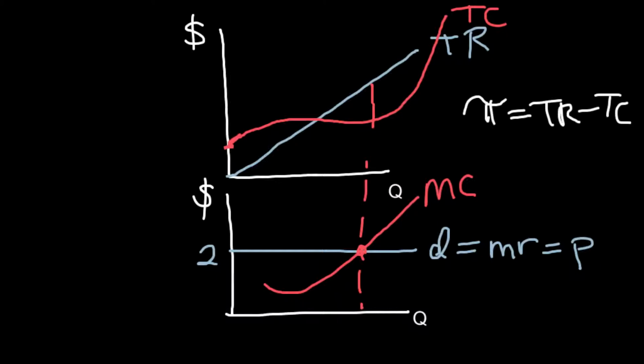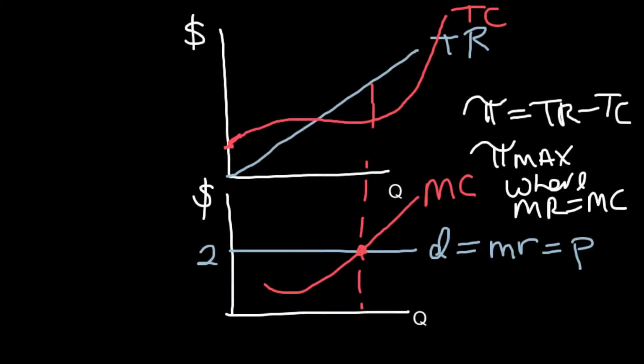So where these curves up here, the total curves, have the exact same slope is where marginal revenue equals marginal cost. And that is going to be the profit maximizing point. So profit equals total revenue minus total cost, and profit is maximized where marginal revenue equals marginal cost. That's where we maximize total revenue minus total cost. Now, let me show you one more thing.